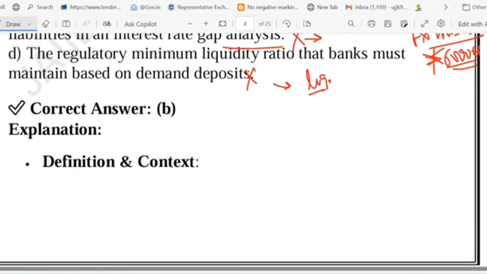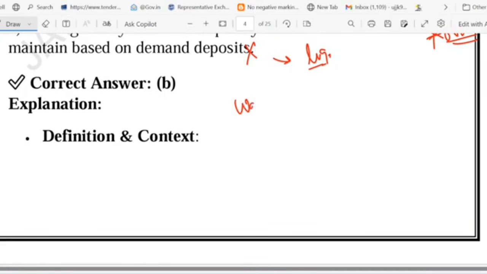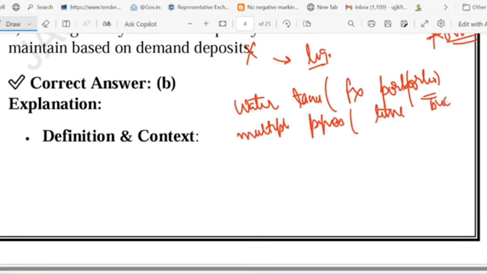Let me give you one example to make it more clear. You can think of a water tank. This is your FX portfolio. Suppose there are multiple pipes, and you can think of these pipes as time buckets, bringing in and taking out water. The water you can think of like currency. So water tank is the foreign exchange portfolio, multiple pipes means time buckets, and water is currency.